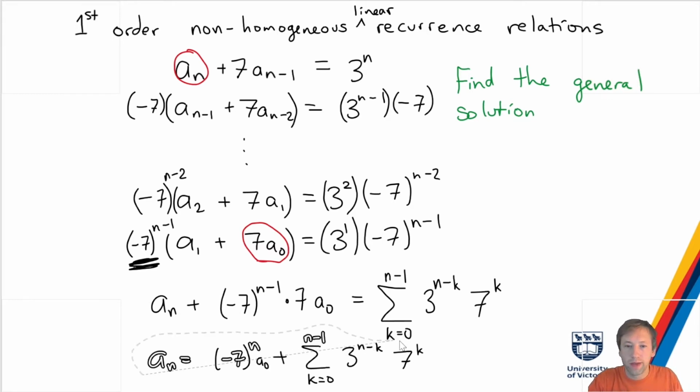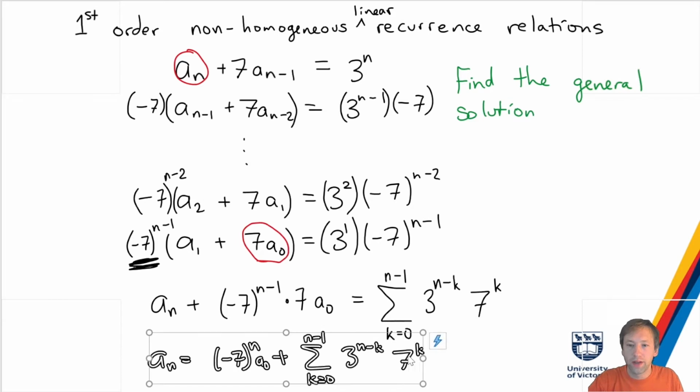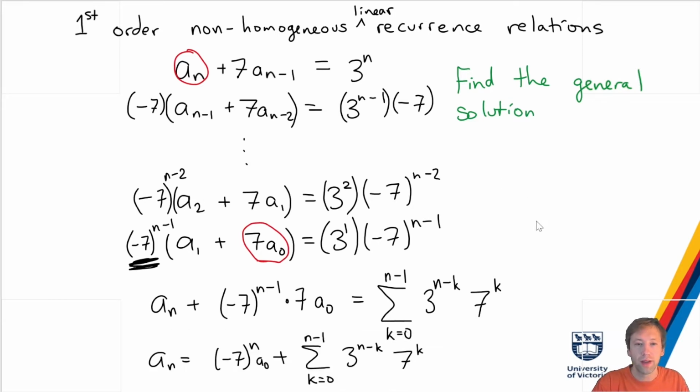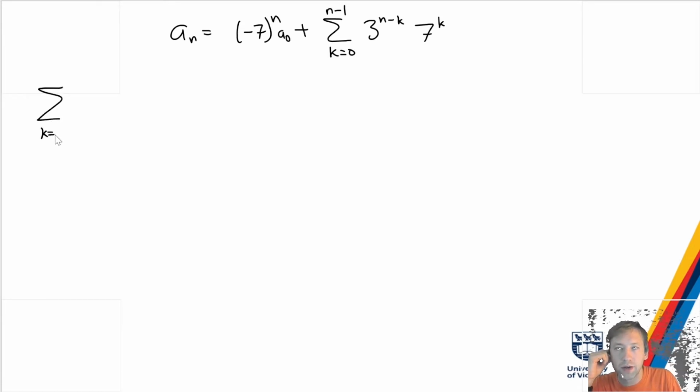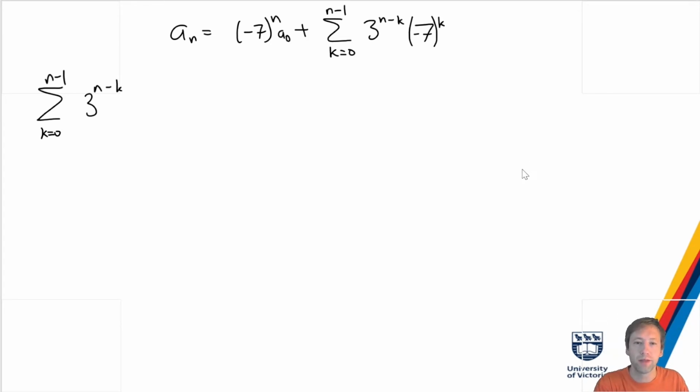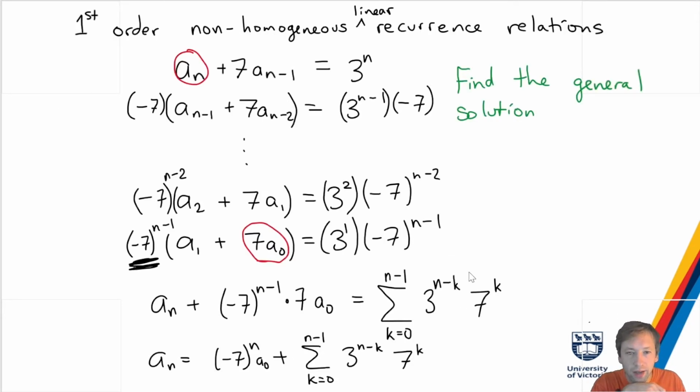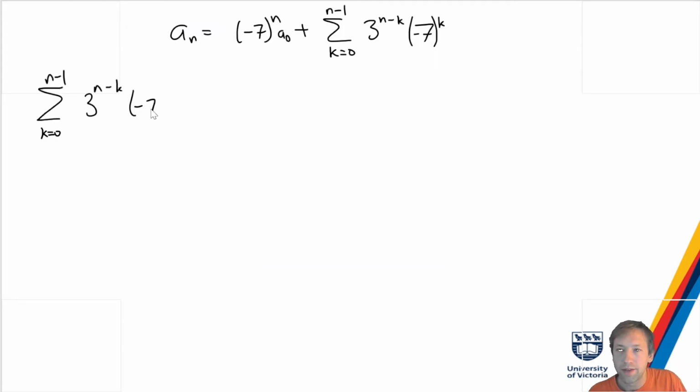Right. So basically, our final goal here is to try to simplify the summation. So we've got the sum from k equals 0 to n minus 1, 3 to the n minus k. Ooh, this should have been a negative 7. My bad. Let's go back to the previous slide and fix that. So this should be a negative 7, and this should be a negative 7. So we've got a negative 7 to the k.